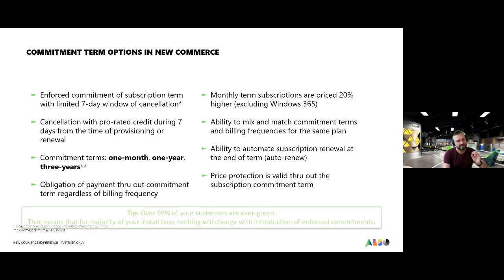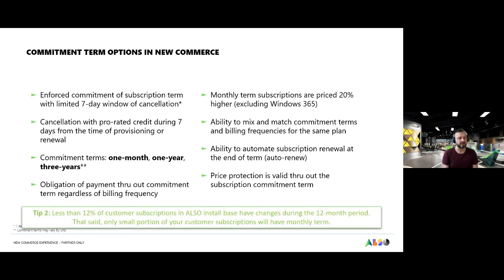We looked even deeper into the install base, and what we found is that less than 12% of customer subscriptions in our install base have made changes during 12 months. So the majority of the subscriptions are very stable within a year, and only less than 12% of subscriptions have been changed during the year. That's very important to understand: your install base is in the majority very stable and you actually can go with the annual commitment without any issues. There are certain industries where the temporary workforce has a bigger share, for example, in agriculture. So there is probably a bigger fluctuation in the number of seats needed during the year, but in general, overall, that's less than 12%.